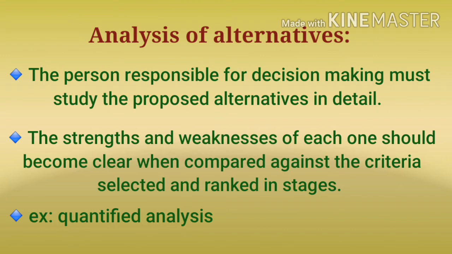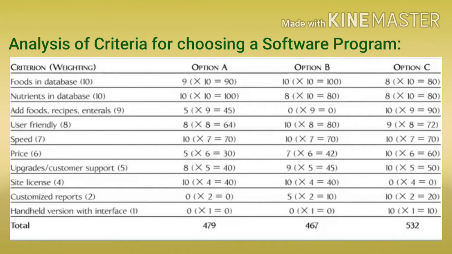Example, quantified analysis. This corresponding table shows the criteria matrix analysis for choosing a nutrient analysis software. First column says criteria and in brackets corresponding weights assigned as per the priority. Now we have 3 alternative options, option A, option B and option C, or we can say the 3 nutrient analysis software by different vendors.